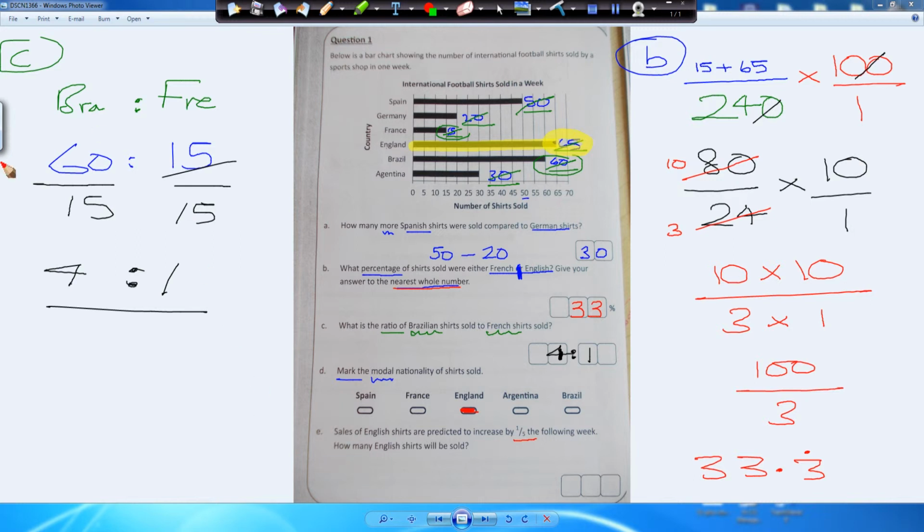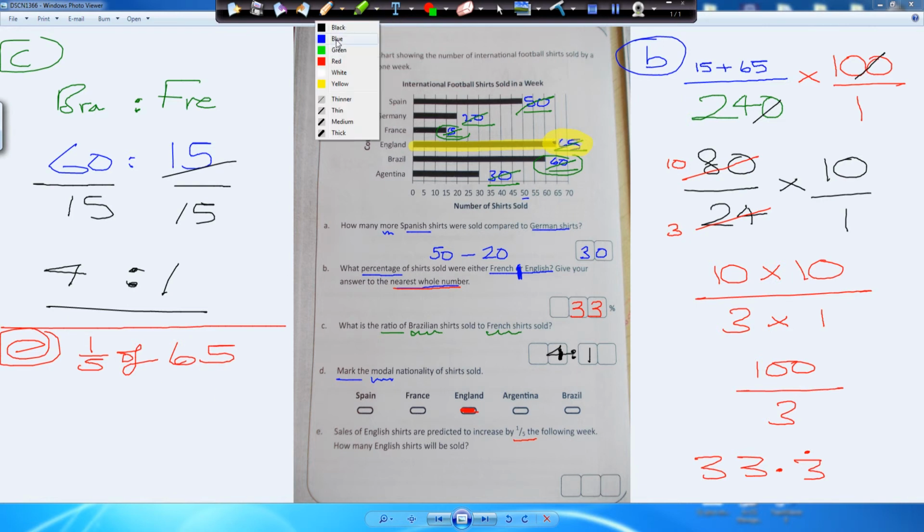Okay, let's write that down. Question E goes over here. So we're going to work out 1/5 of 65. Hang on 1 second. Right. As Harun said, we're going to work out 1/5 of 65 first of all. Harun, do you know what 1/5 of 65 is? Yes, it's 13. And then we're going to add that onto our original 65 England shirts, which is 65. That will be a total of 78.